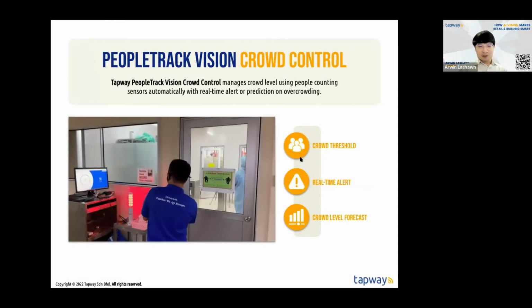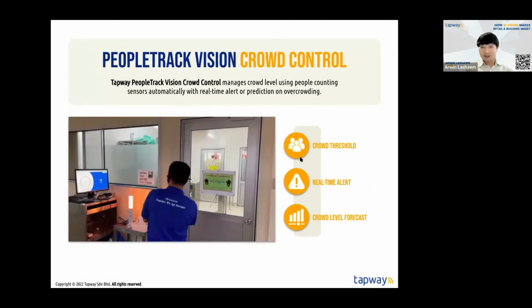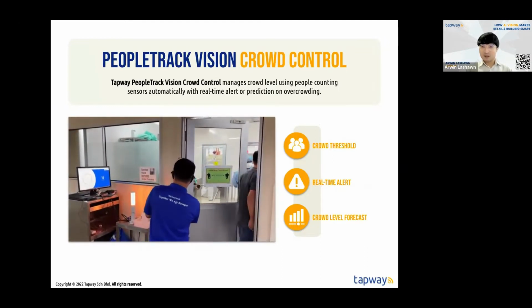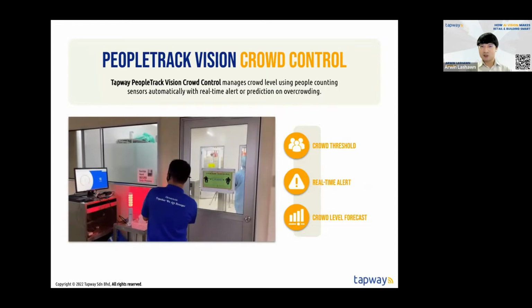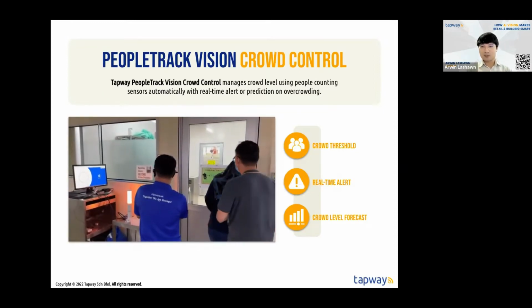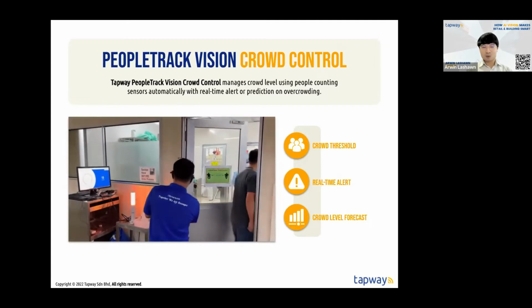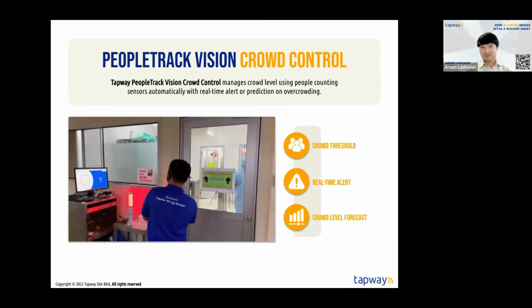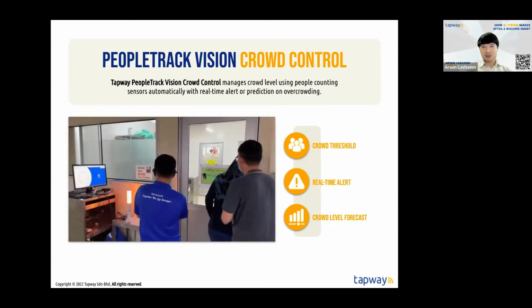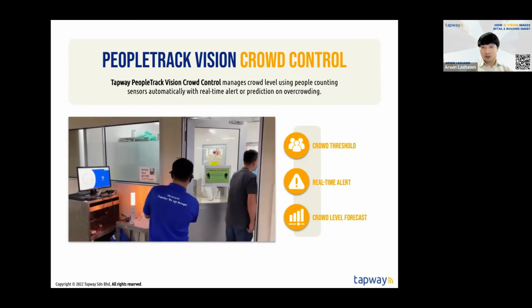Moving on to the next one, which is People Track Vision crowd control. As its name suggests, it helps organizations, not just retail stores, manage crowd level. Due to the pandemic, there may be requirements saying, hey, we wouldn't want more than 10 people in a certain room, due to SOP and regulations. So this solution is real time.